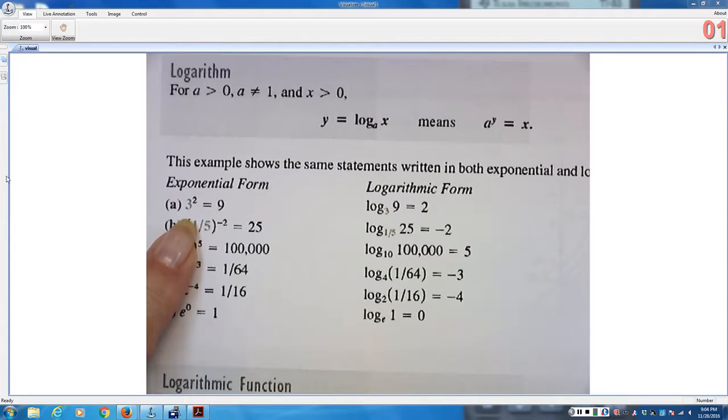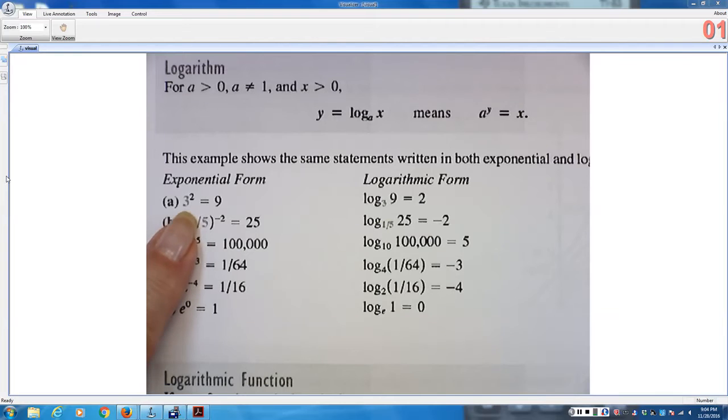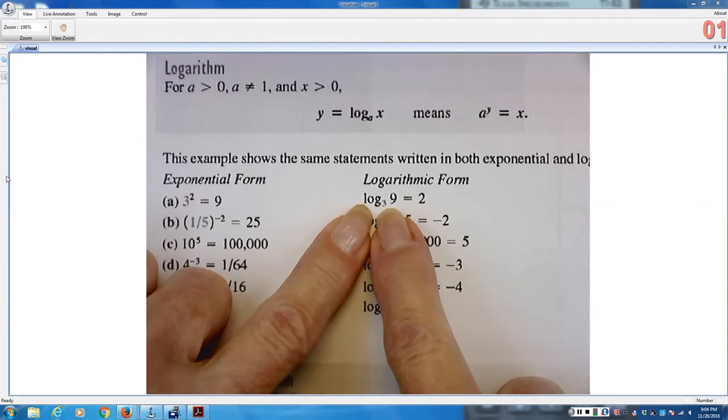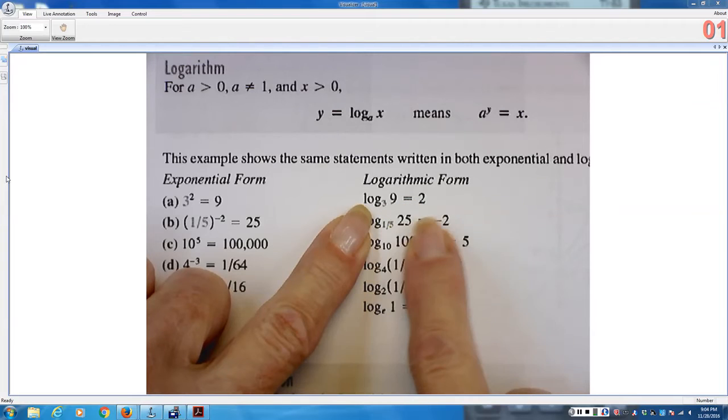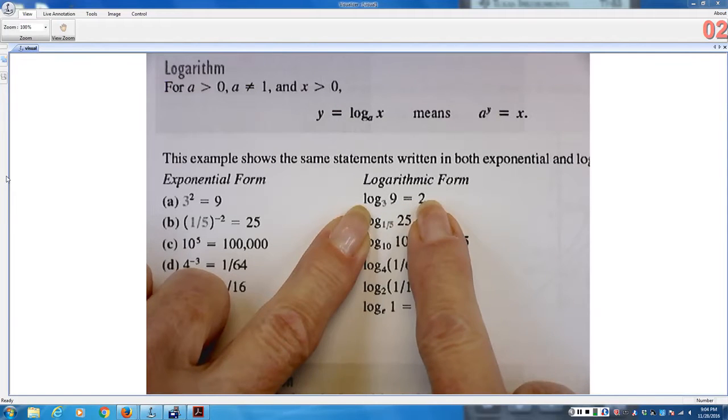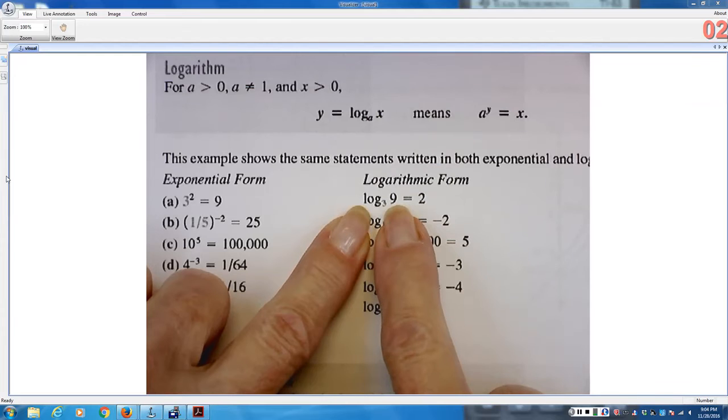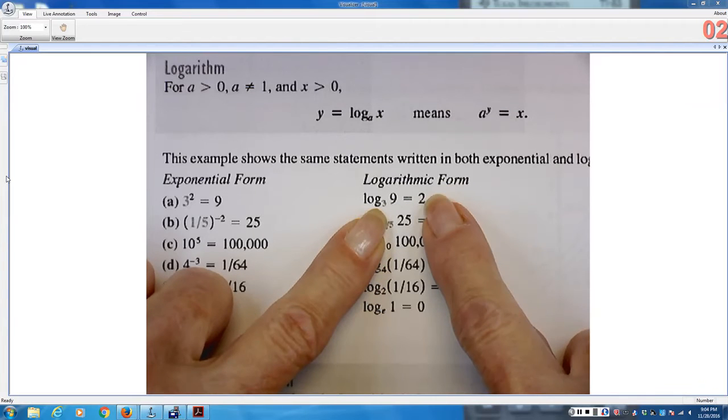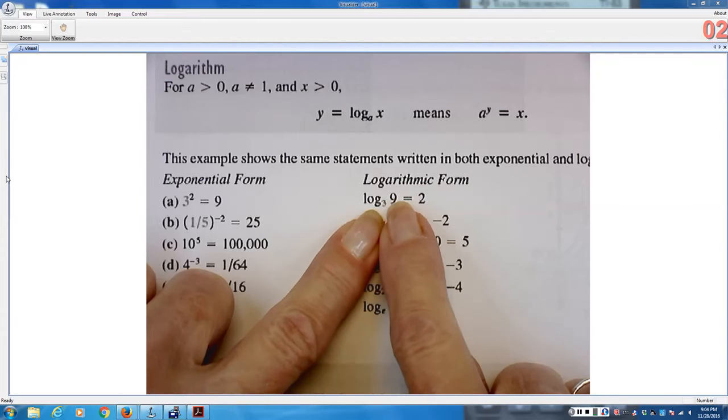The exponential form of this expression is that a raised to the second power is equal to 9. Now you know that's true. 3 squared is 9. It's also true that the base 3 logarithm of 9 is 2, because that says 3 raised to the second power is 9. The base raised to the power. Y is the power. And this is what it's equivalent to.